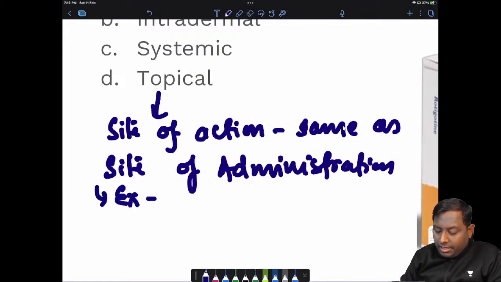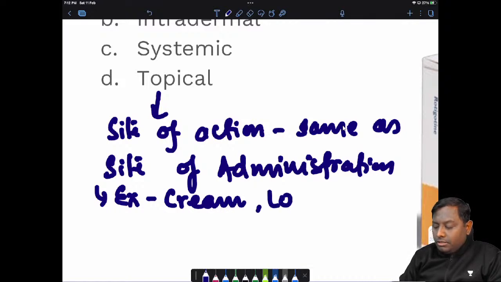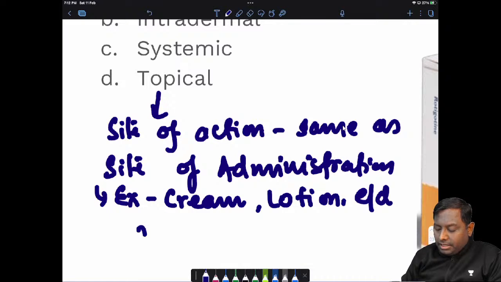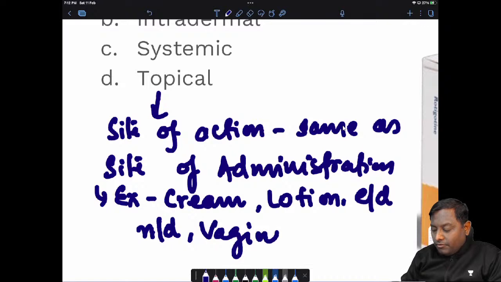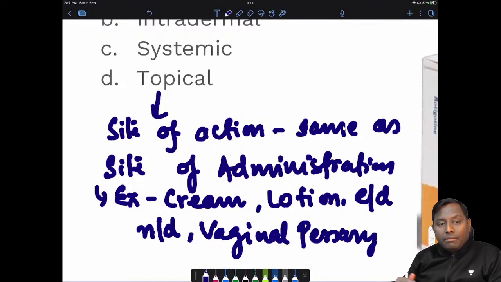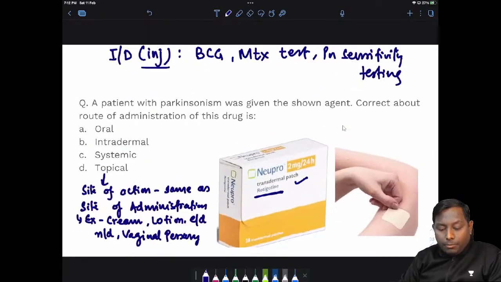Example of this can be any kind of cream, any kind of lotion, if there is an eye drop, if there is a nasal drop for nasal decongestion, है ना. If there is a vaginal pessary, if you are going to utilize a vaginal tablet for vaginitis, जहाँ प्रॉब्लम है वहीं पे लगाया, that is topical. Again topical is ruled out. Next, it cannot be topical. तो दो तो मैंने रूल आउट कर दिया.